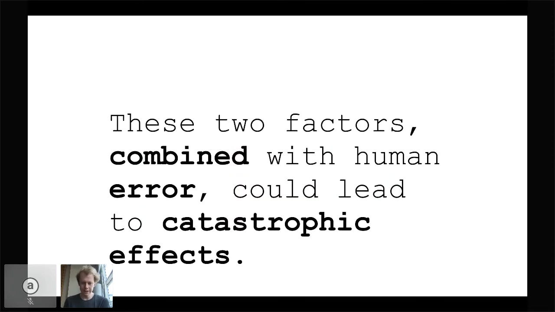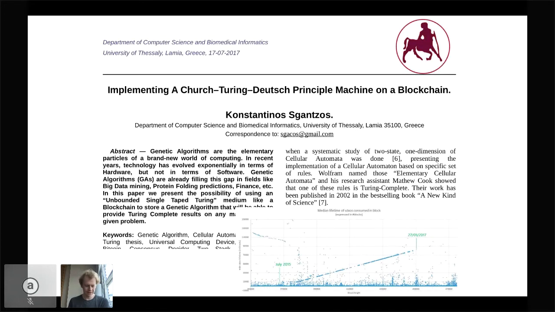So I think that's only the start, though. I think these two factors combined with human error could lead to almost world-endingly bad effects. And I would argue that one of those avenues for potential disaster comes from the merging of artificial general intelligence and blockchains.